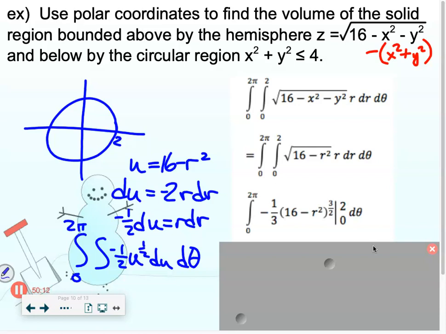How did I get negative 1/3? Let's see, 3/2, oh, times 2/3. Yeah, negative 1/3. Okay, so negative 1/3 u to the 3/2, right? So that's your antiderivative, which I just convert, put my u back in with r's. You could keep it with u's, but then you've got to convert your limits, right? Either way. Okay.